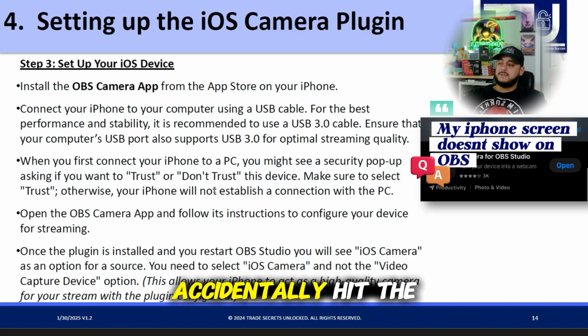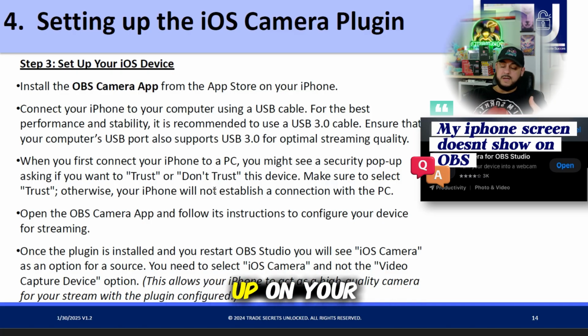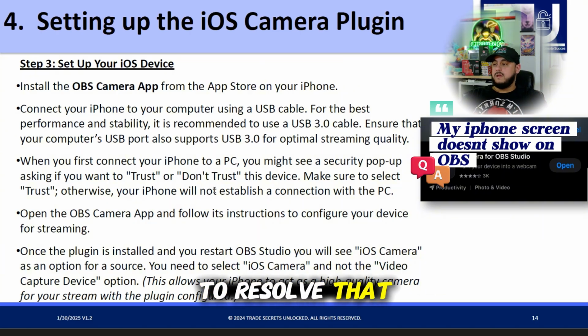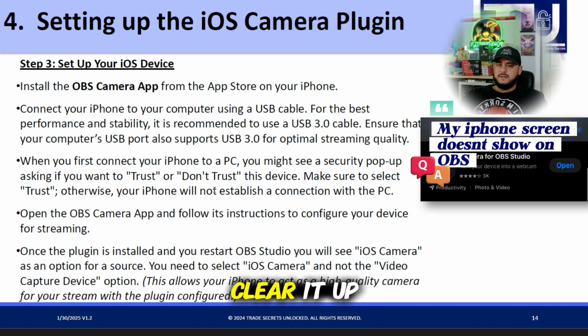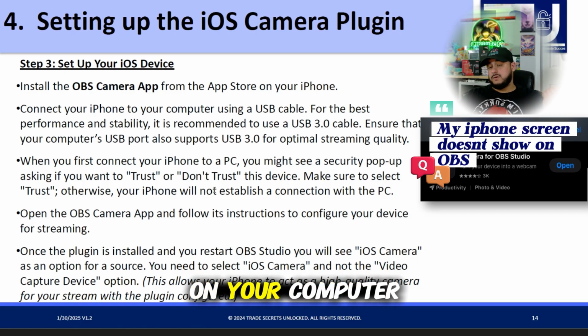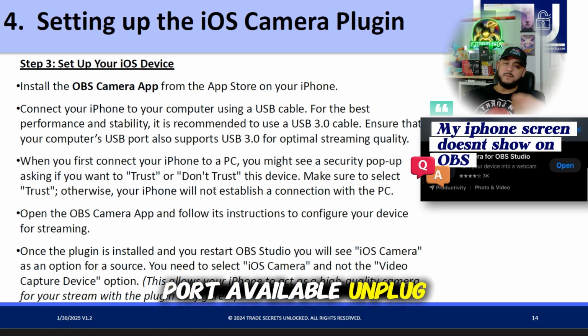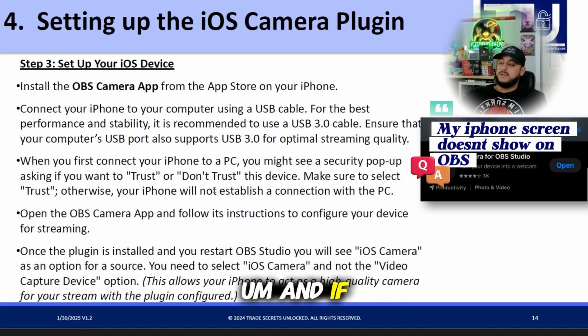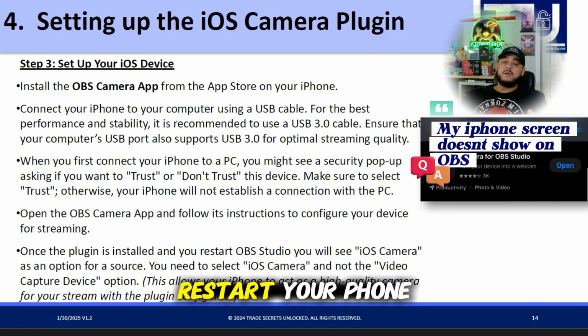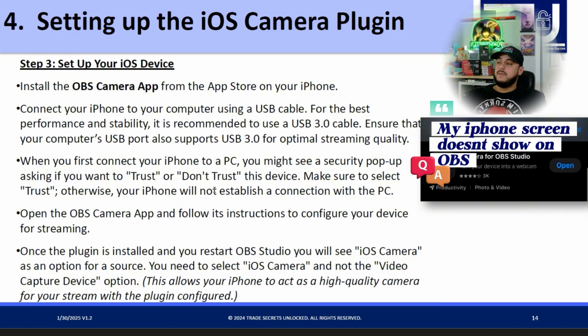If you did accidentally hit the don't trust when you get that initial pop-up on your phone, you can try a couple things to resolve that. One being, you can try to restart your phone. If that doesn't clear it up, restart your phone and plug it back in. If that doesn't work, then try a different port on your computer. If you have another high-speed port available, unplug it, plug it into another port. You should get the pop-up. And if that doesn't work, you can just wait a while, restart your phone, wait a while, restart your computer.